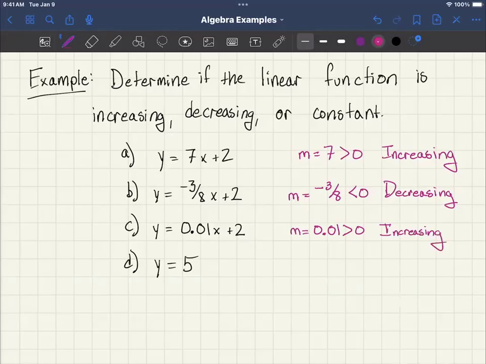And whoops, the last one, we have no x's, which means that our m is equal to 0. So when you don't see an x in your function, you have a slope of 0, and your function is constant.